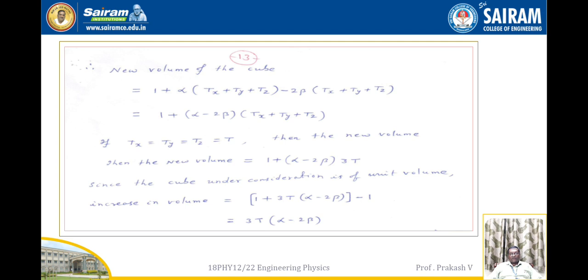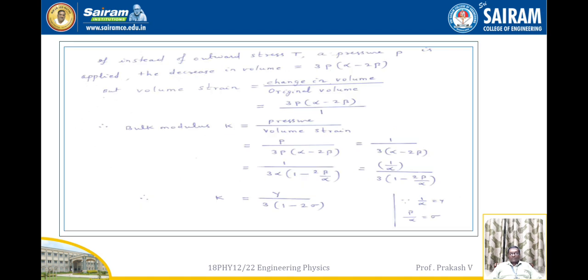If Tx is equal to Ty, that is equal to Tz, that is equal to T, then the new volume can be written as 1 plus alpha minus 2 beta into 3T. So finally the increase in volume will be equal to 3T into alpha minus 2 beta. If instead of outward stress T, a pressure P is applied, the decrease in volume is equal to 3P into alpha minus 2 beta. So finally the value of K is equal to pressure by volume strain, and the value of K will be reduced to Y by 3 into 1 minus 2 sigma as per the expression shown.